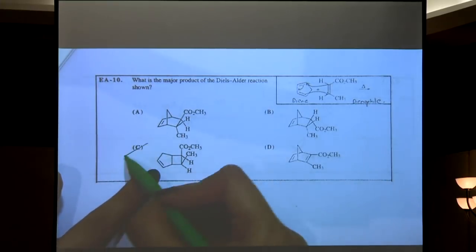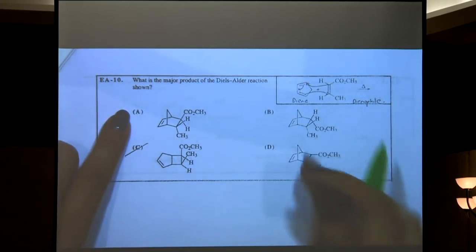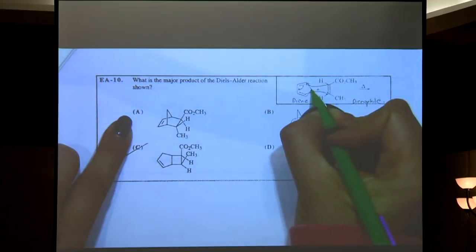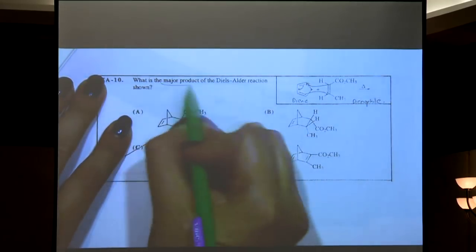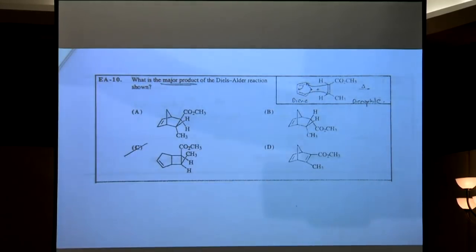So this automatically goes out. We're in between these 3 choices. So this carbon over here is going to go up and form that bridge. So these all have that right. But then what we're looking for is a major product. So what would make it more stable? Having both of the substituents endo. So we want both of them to go down. So it should be B.